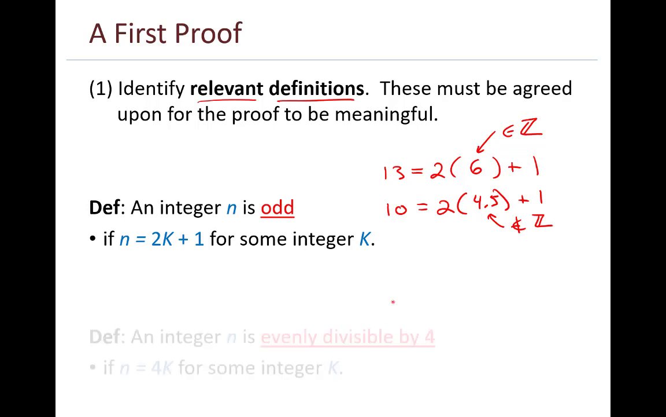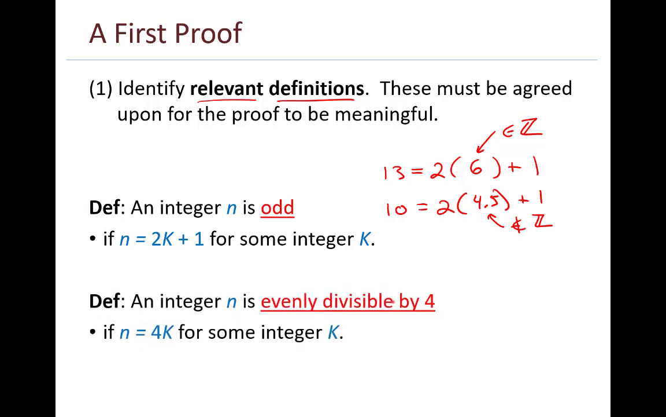The other term that we have in our claim is evenly divisible by 4. What does that mean? An integer n is evenly divisible by 4 if n equals 4k for some integer k. So, for example, 36. Is 36 divisible by 4? Well, can I write 36 equals 4 times something where that something is an integer? Yes, I can.